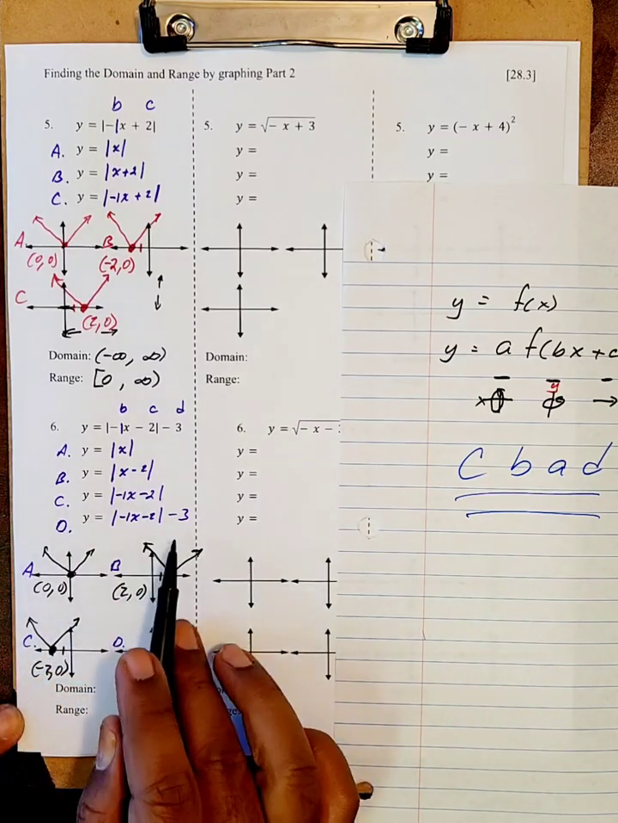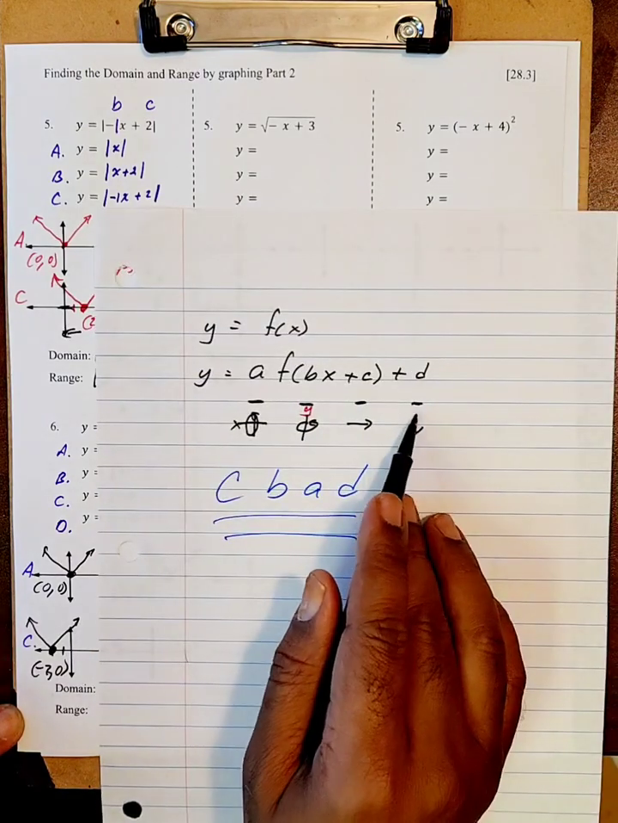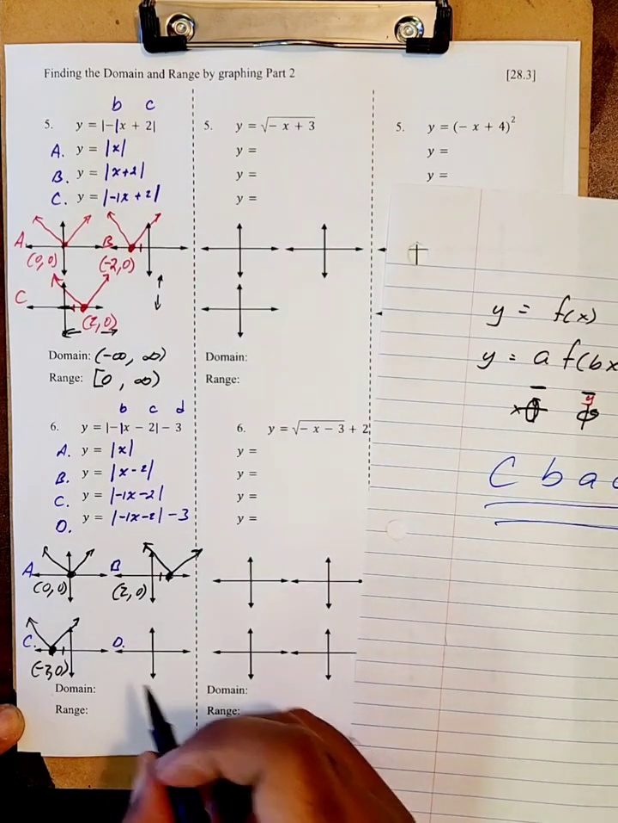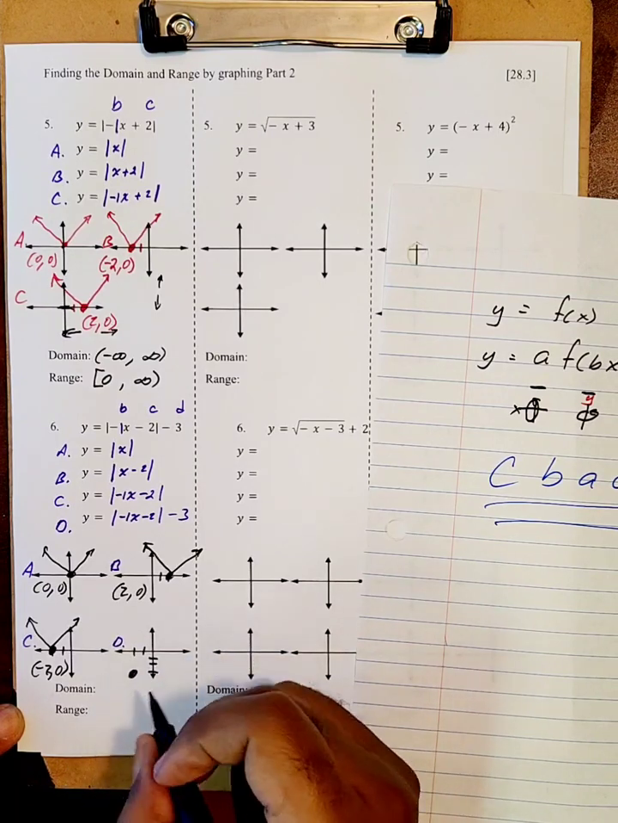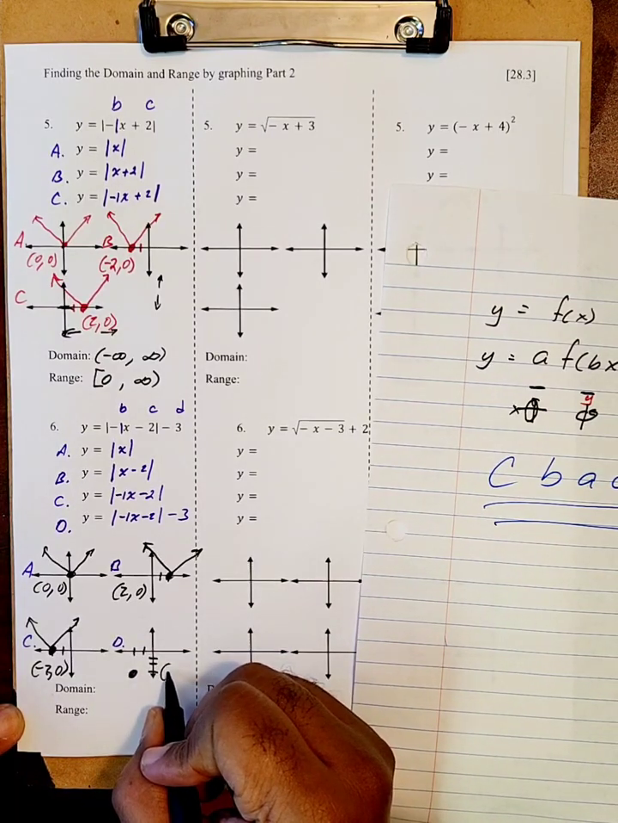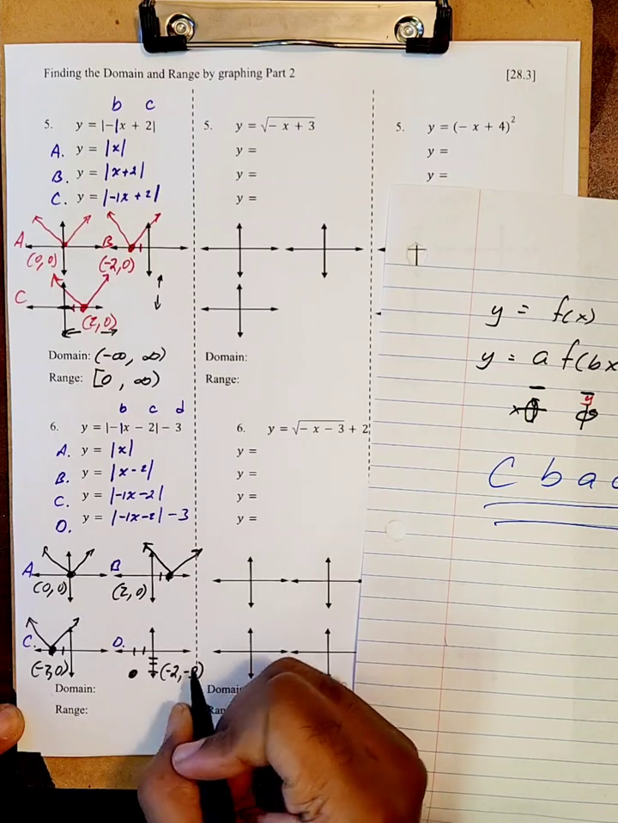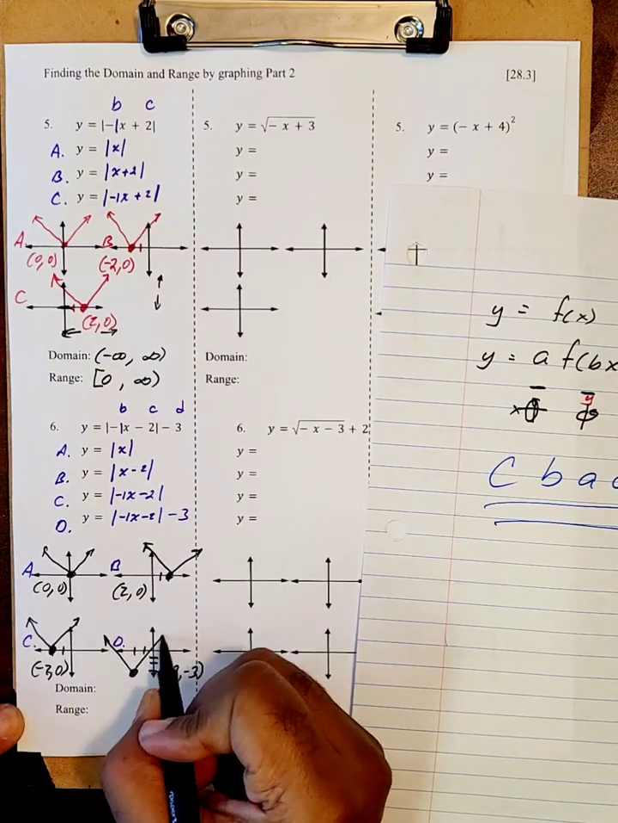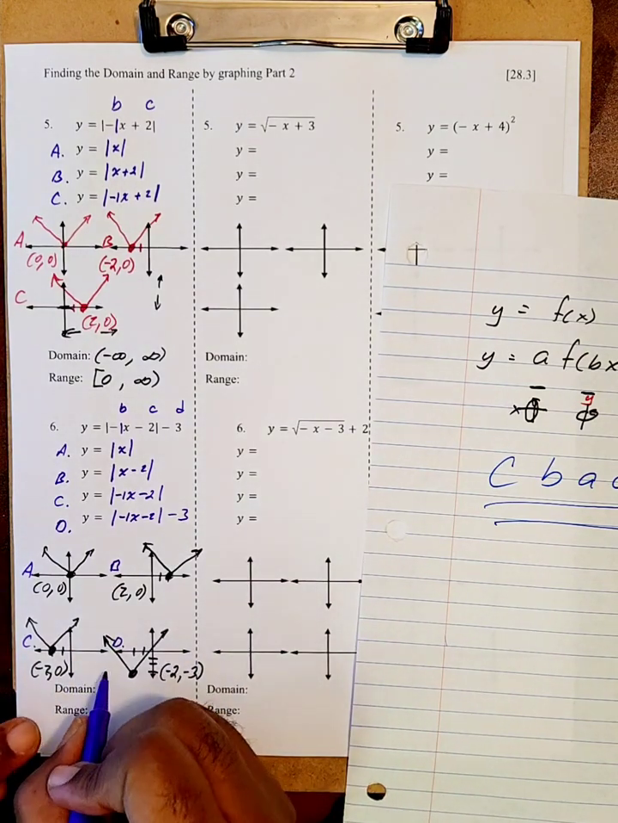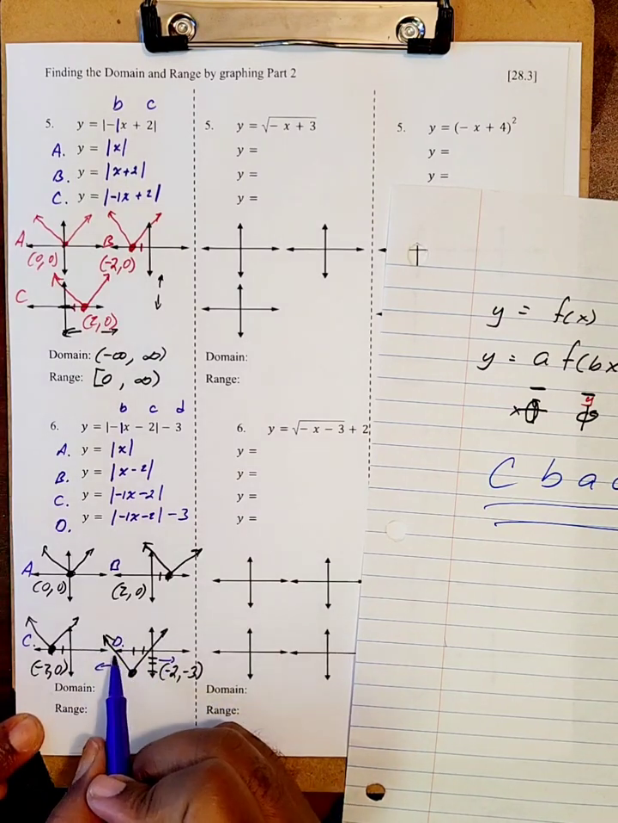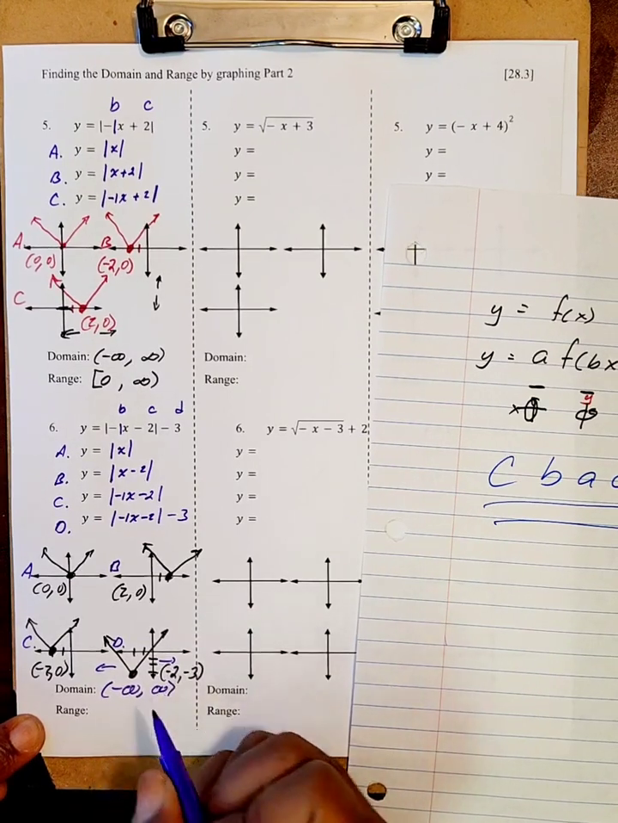And finally, with the -3 parameter as a D, it'll go down 3 times, because negative D parameters go down. So we'll go here 2 to the left, and we'll go 1, 2, 3 down, and this is our new vertex, which is -2, -3. Okay, I got it. And then the classic V shape will go there. Now for the domain. The domain, we look for how far to the left and to the right it goes, and you see that's getting wider to the left and wider to the right. That means -infinity to +infinity is the domain.